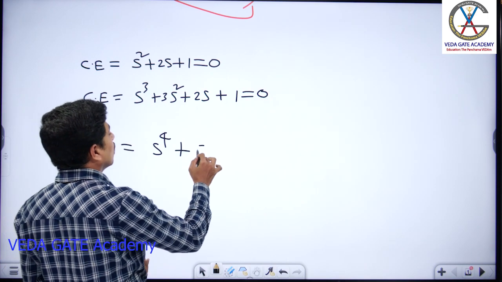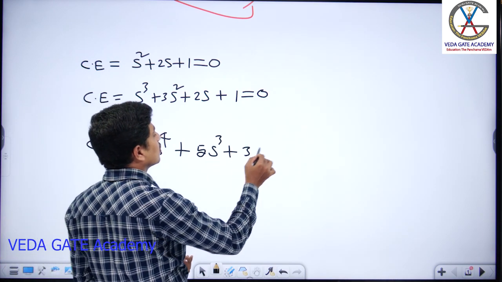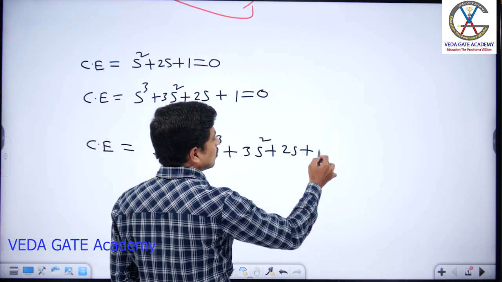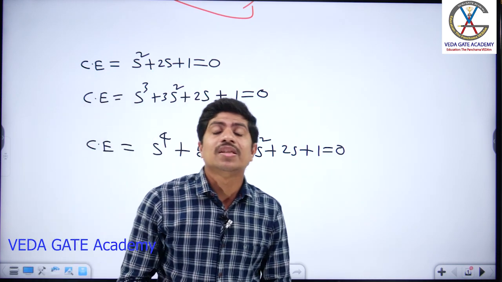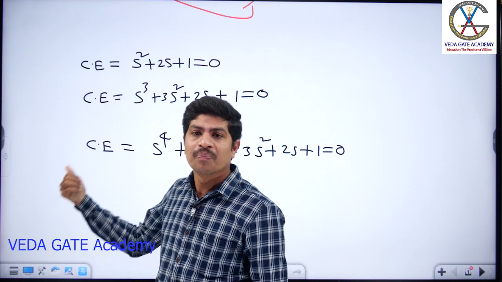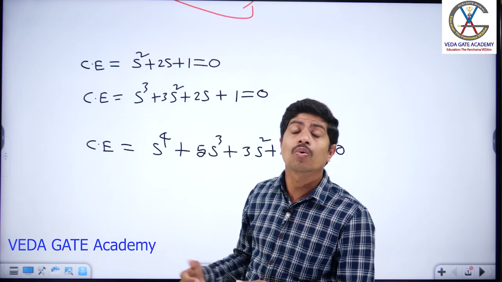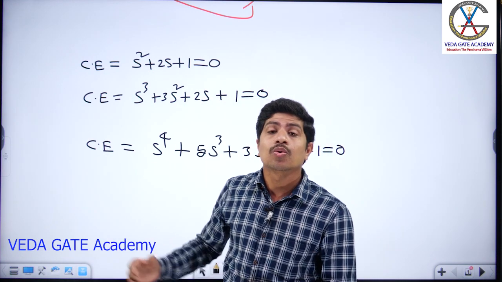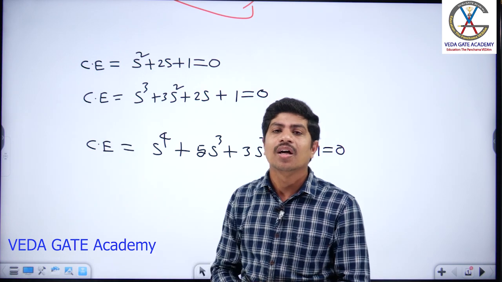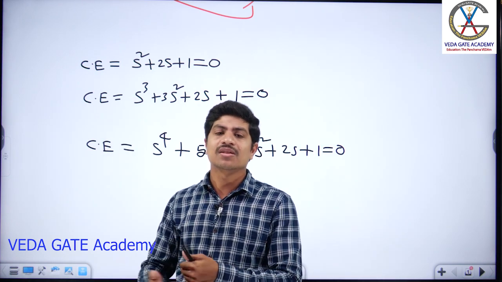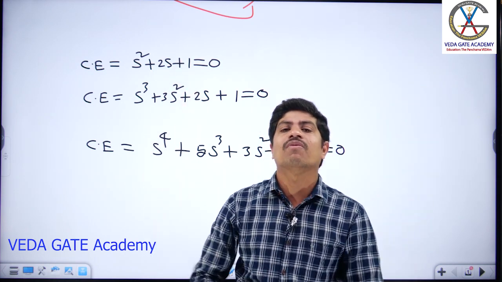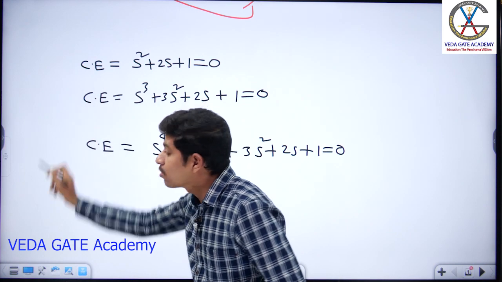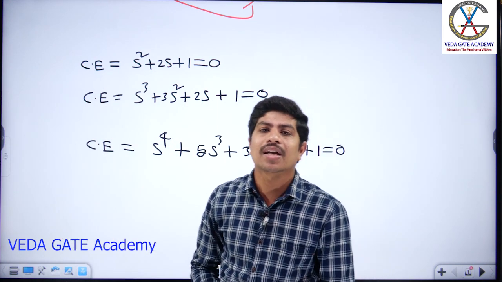Now, if this is the case, s power 4 plus 5s cube plus 3s square plus 2s plus 1 is equal to 0, we need to solve a fourth order equation. Even a scientific calculator will not give the roots for this one. Then how to find the stability? To overcome this difficulty, Routh and Hurwitz, two scientists, gave one tabulation called the Routh-Hurwitz tabulation for finding stability without actually solving these characteristic equations.